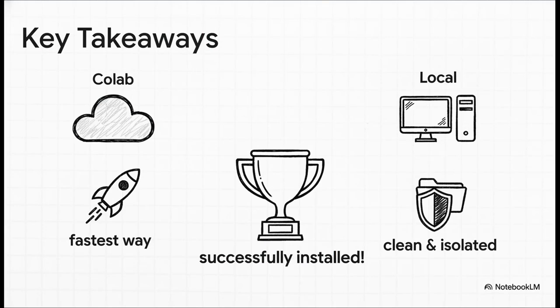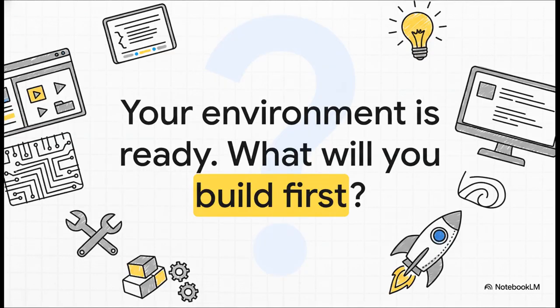So let's do a quick recap. You now know you've got two awesome options, Colab for speed and simplicity, and a local virtual environment for total control. You know that Colab is the absolute fastest way to get from zero to coding. You also know that virtual environments are a key skill for keeping your work clean and organized. And no matter which path you chose, the most important takeaway is this: you did it. You successfully installed the library. The technical setup is officially behind you. Your tools are installed. Your workspace is ready. So the only question left, and it's the most exciting one of all, is what are you going to build first?